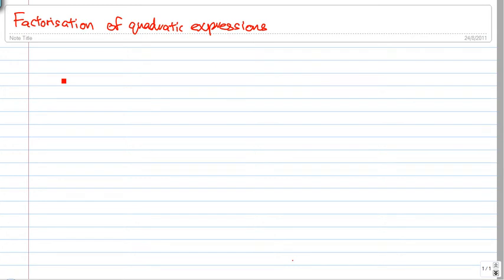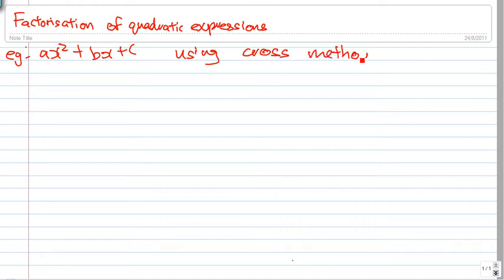Okay, let's learn a thing or two about the factorization of quadratic expressions. Quadratic expressions occur in the form of ax squared plus bx plus c. Very often, although we can use the identity method to factorize it, we can also factorize it using the cross method. So if you have got x squared plus 5x plus 6, how would you factorize this?